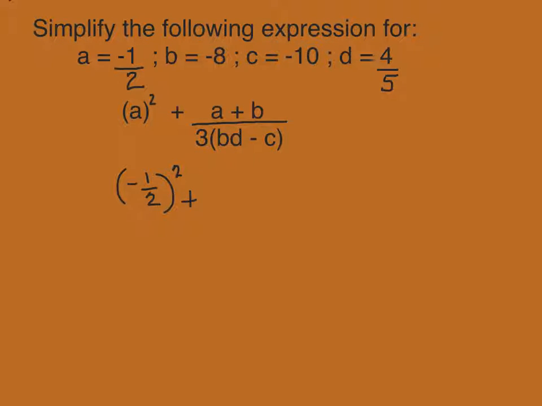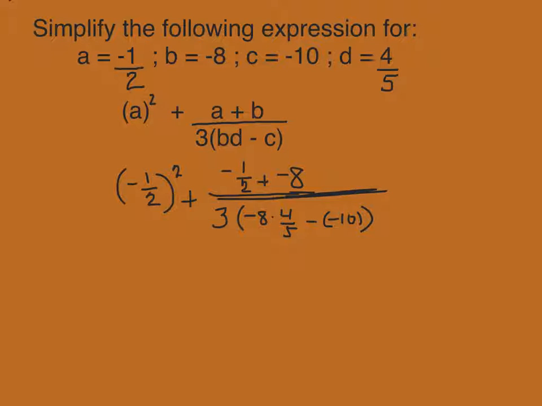Okay, so carrying on, we now are going to have the quantity of A plus B, which is -1/2, plus B, which is -8. And the entirety of that divided by 3 times the quantity of -8 times 4/5 minus C, which is -10. And there is the problem we have to do.